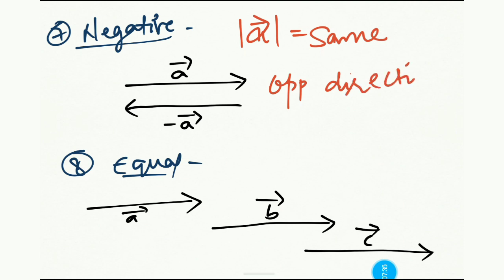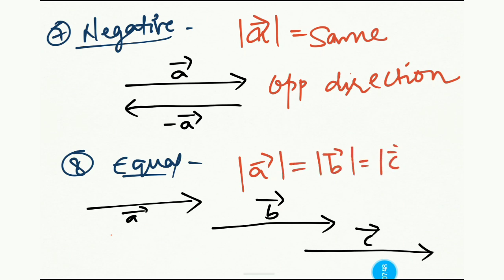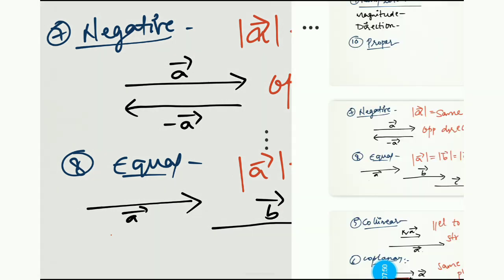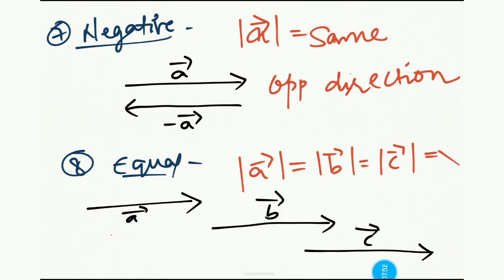Okay, next we shall see equal vectors. Two vectors are said to be equal if they have the same magnitude and also the same direction. That means see, magnitude of A is equal to magnitude of B equal to magnitude of C. Let it be some x, I am assuming. So that is what that means. The magnitude of the three vectors is the same and the direction is also the same.